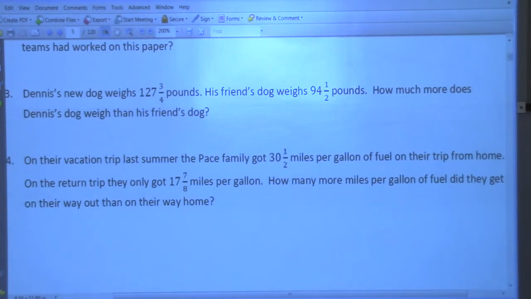So do we have any volunteers at this table yet? I don't need the answer. I just want to know how you're going to set it up. That's the thing that I'm more concerned about.